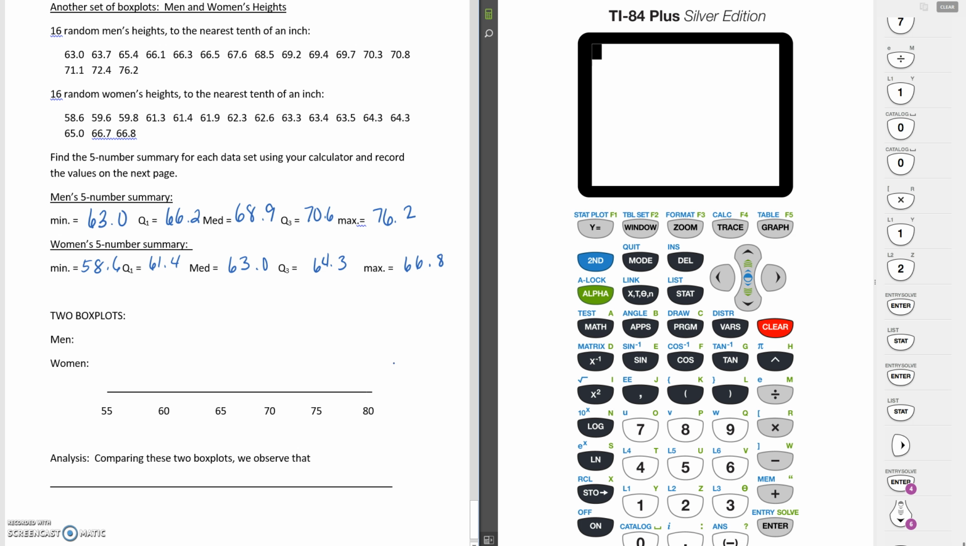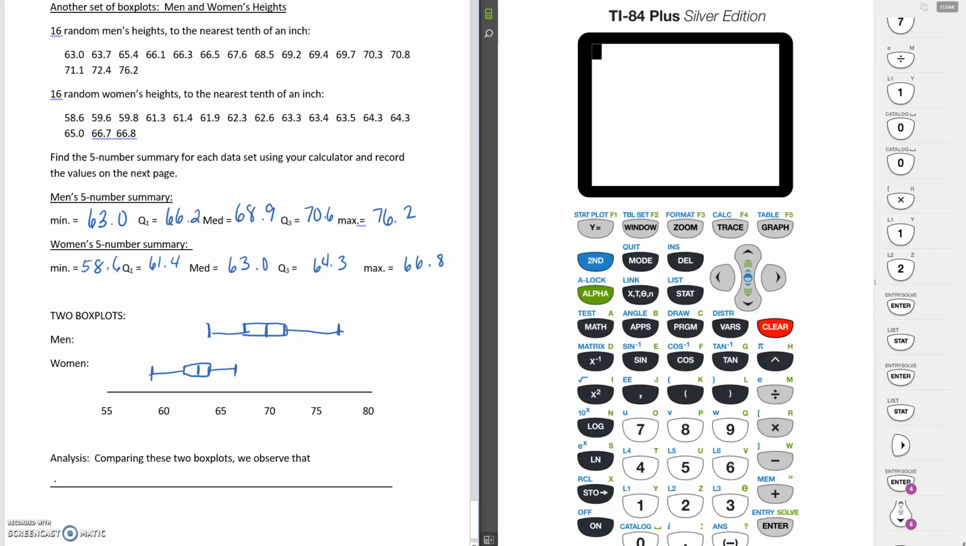Now the women you can draw right here, kind of at this level, and the men's above it. So we'll do the men's first. So about 63, 66, 68, 70.6, 76.2. And for the women, we've got 58.6, 61, 63, 64.3, and 66.8.